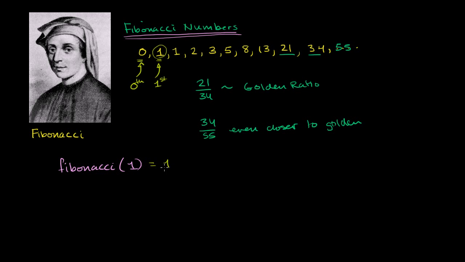It should return 1. fibonacci of 0 should return 0. fibonacci of 3 should return 0, 1, 2, 3. It should return 2. fibonacci of 5 should return 0, 1, 2, 3, 4, 5. It should actually return 5. And what I want you to do is write a function so we could put in any argument over here, and it'll return that term of the Fibonacci sequence.